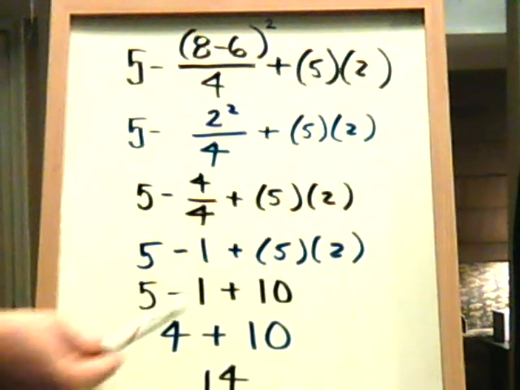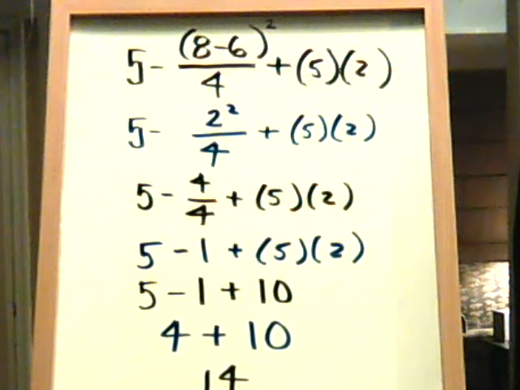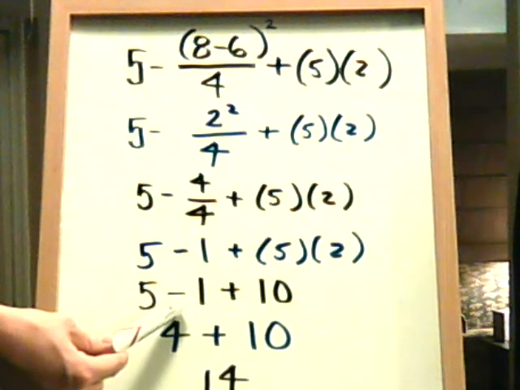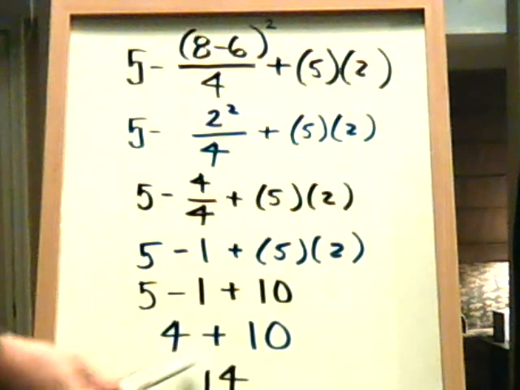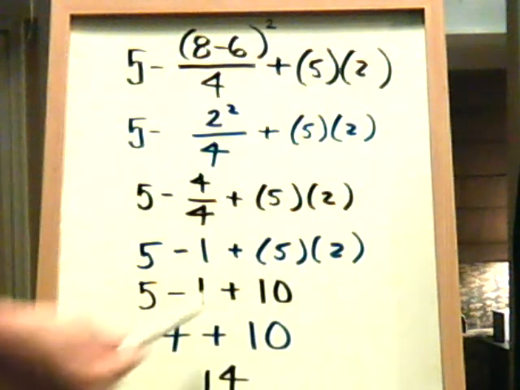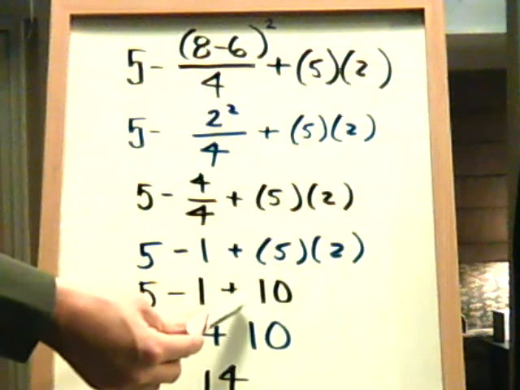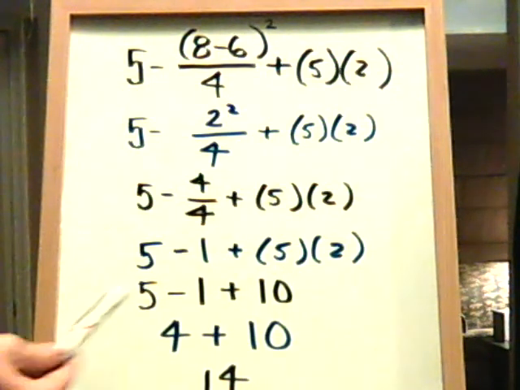Lots of people think addition always comes first. It's actually not the case. Addition and subtraction are equals, meaning you do whichever one comes first from left to right. So in this case, we would subtract first. 5 minus 1 is 4. Plus 10 is 14. If the plus sign was here and the subtraction sign was there, then we would add first. But regardless, multiplication and division, for that matter, would come first.